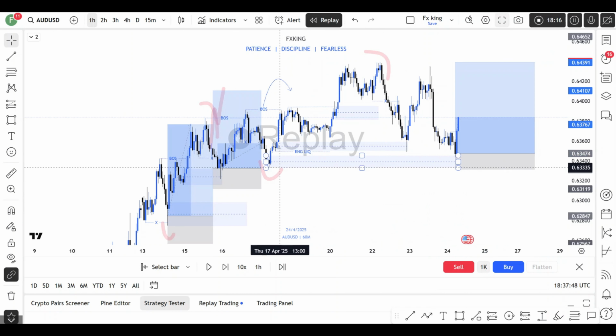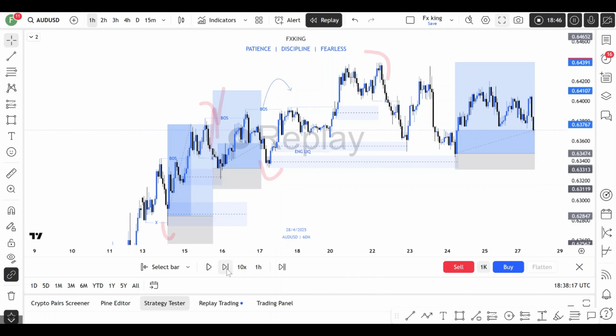So this is how this position is supposed to be. Now, one thing that makes this POI valid is this imbalance down here, right? This is what makes this POI valid. So now all we need to do is play price along and see if what I taught you actually works in the real market. So now looking at this, right?